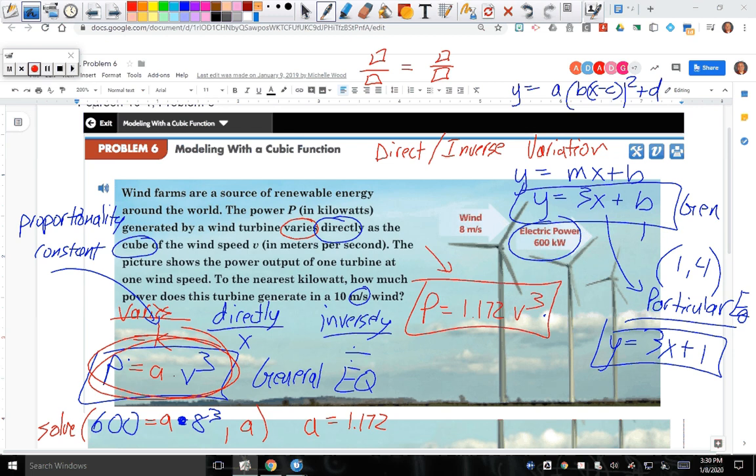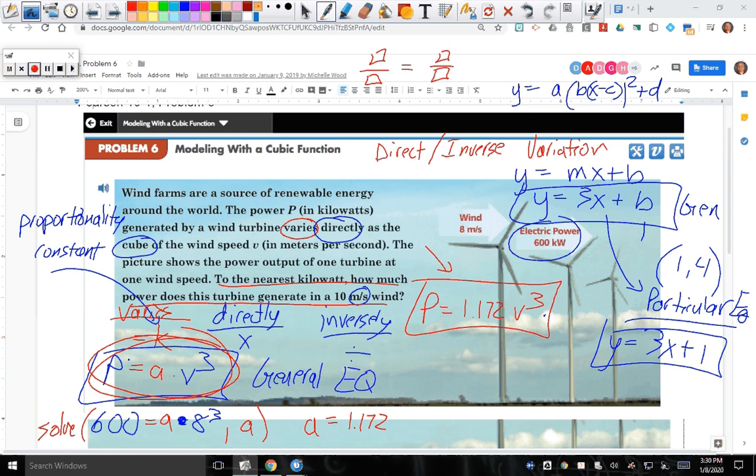This is my particular equation. It's ready. Okay? It's ready so that I will be able to answer this last question. I just have to do what from here? Plug in what? 10 for v. So plugging in 10 for v, 10 cubed is 1,000.